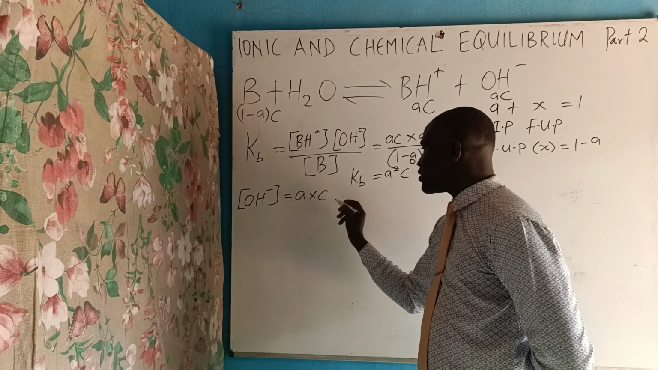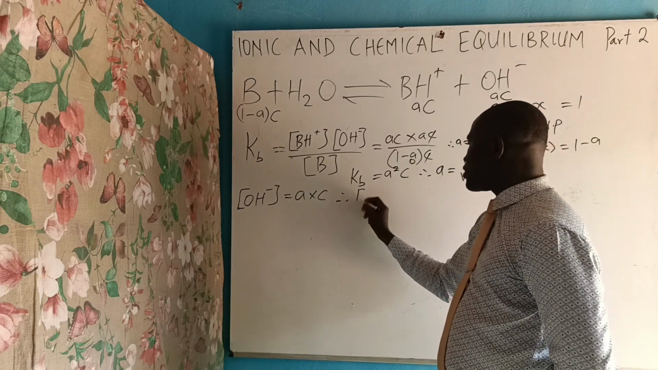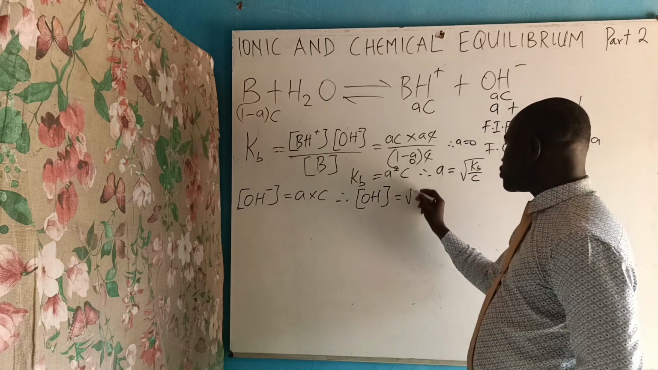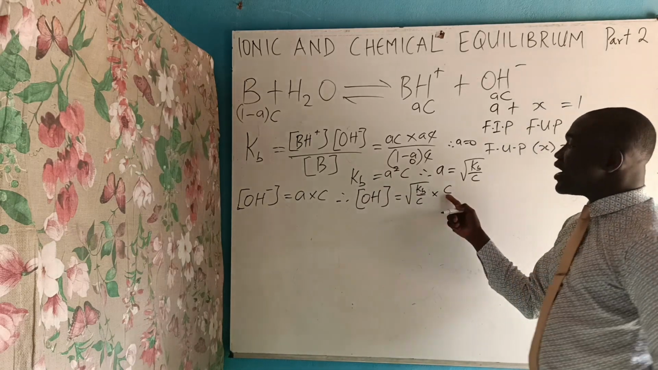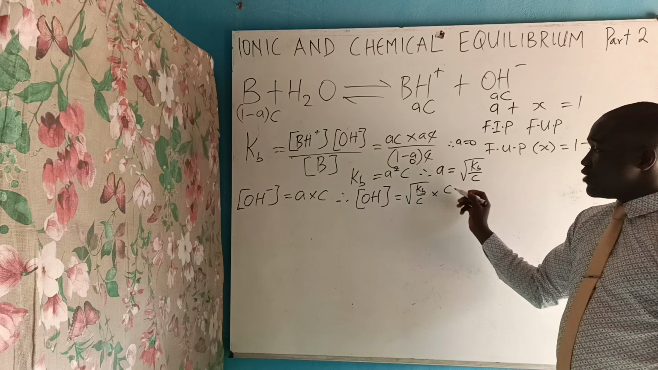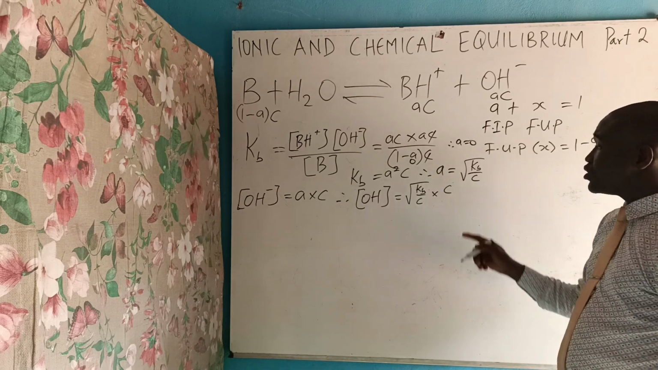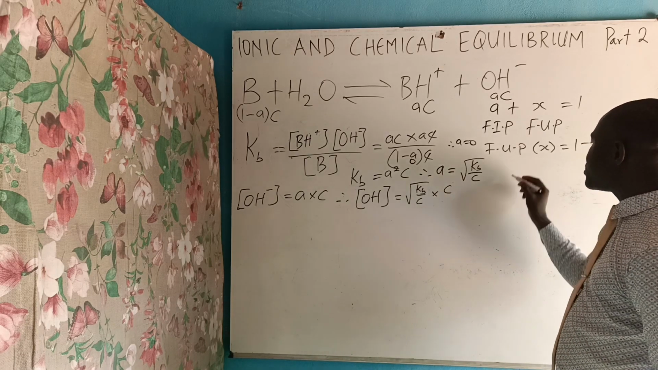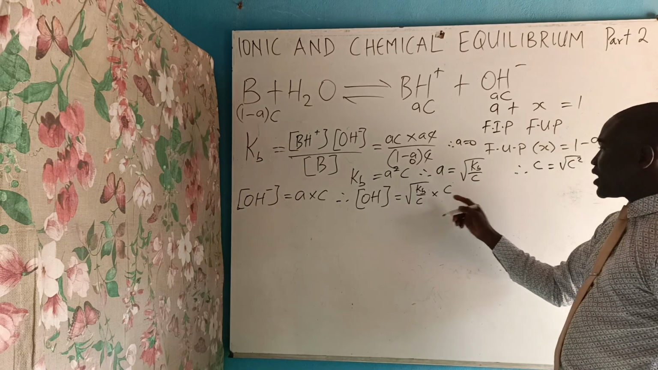A times C. Therefore, what is your A? You say concentration of OH is equal, what is your A? Square root of Kb over C times C. Please be very careful when you come to this step, because if you just cancel this, it means you have made a big mistake, because this is not inside the square root sign. So note that C is equal to square root of C squared, and so I'll bring it here.